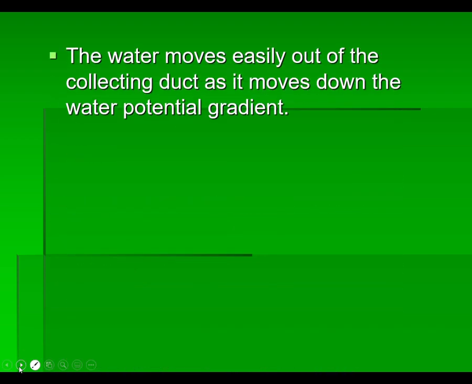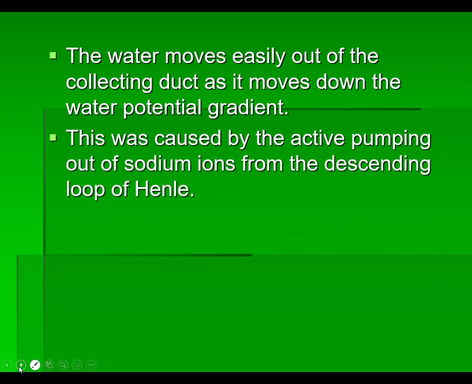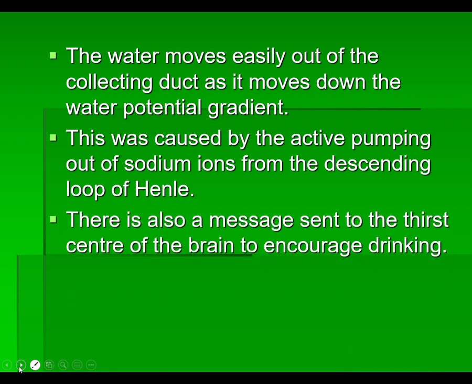Hopefully that just clarified a few points I've been over. So the water moves easily up the collecting duct as it moves down the water potential gradient. And then this was caused by the active pumping out of sodium ions from the descending limb of Henle. So your medulla has got a lower water potential now because we put all those sodium ions in there from pumping out from the limb of Henle. And as I said, they're all very closely related to each other.